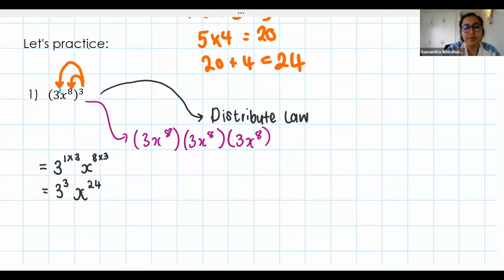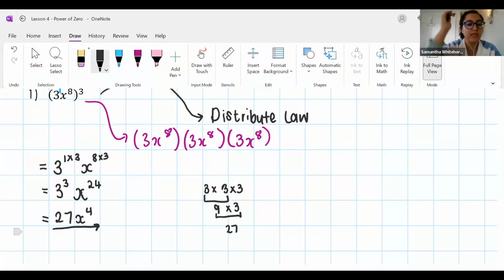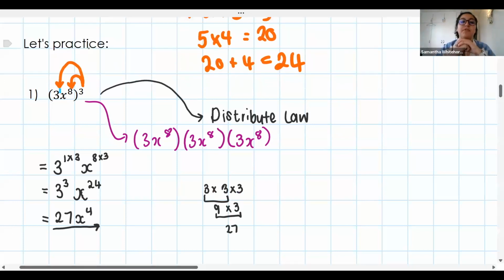Now, guys, remember, 3 cubed is saying 3 times 3 times 3. So 3 times 3 is 9, but we still have to times it by another 3. And 9 times 3 gives us 27. And so this answer here is 27x to the power 24. We have distributed our exponents and we have simplified our expression. So when distributing, we need to multiply our exponents.